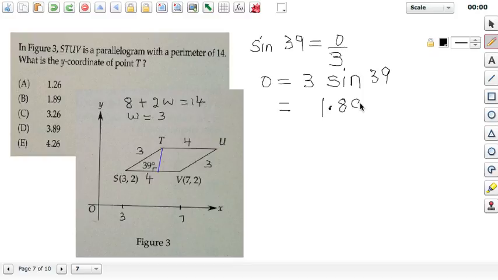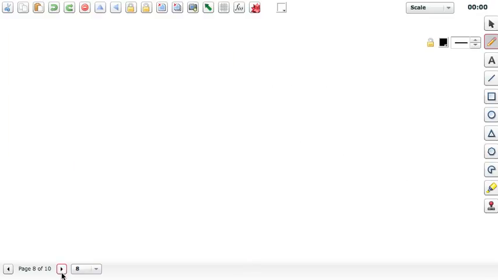1.89. You were asked for the y-coordinate of this point here. So if this is 1.89, you will have to add another 2. And your final answer should be 3.89. And that is choice D. Moving on.